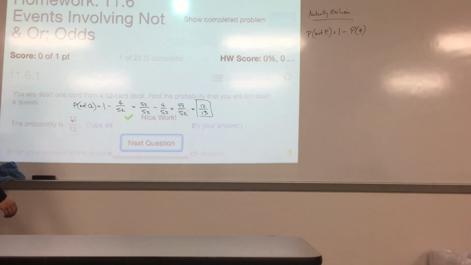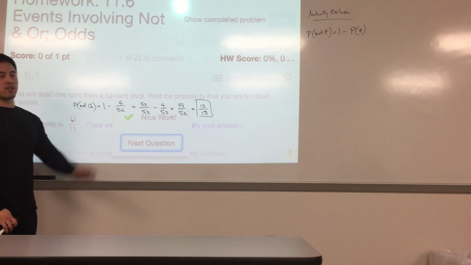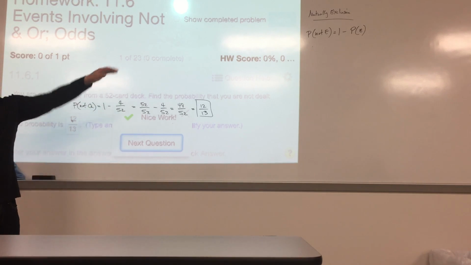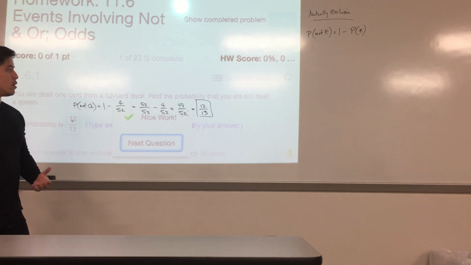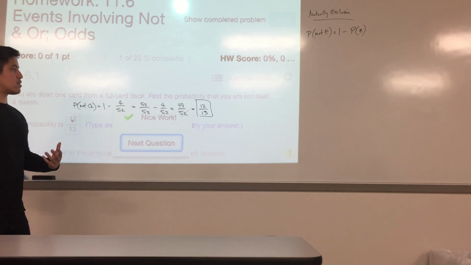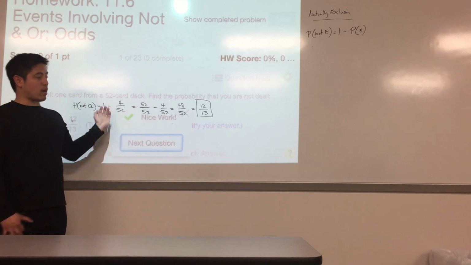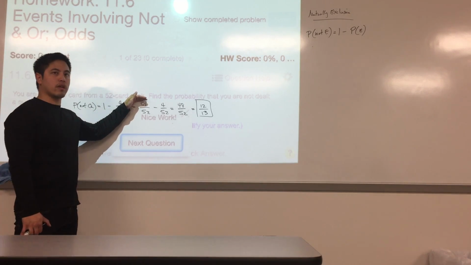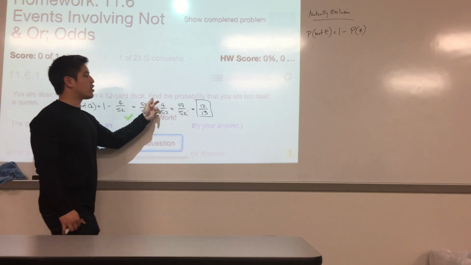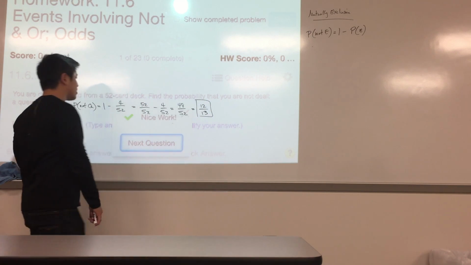Now, let's pause for just a moment and see if we can get to this answer a little bit faster than using the 1 minus. What I'm about to tell you now is optional. But I personally like to think of it this way as opposed to maybe the way that we just did it. So, let's come back to the beginning. You are dealt 1 card from a 52 card deck. Okay, fine. Find the probability that you are not dealt a queen.